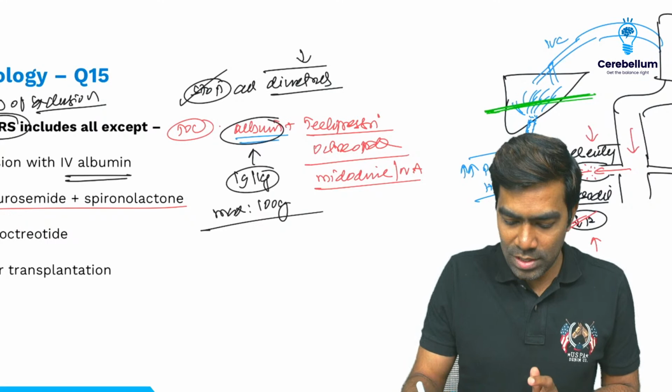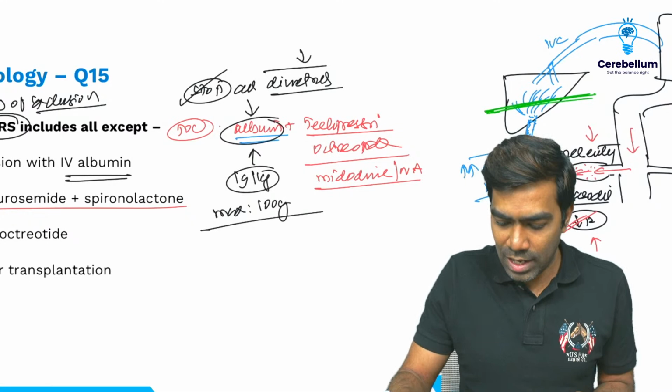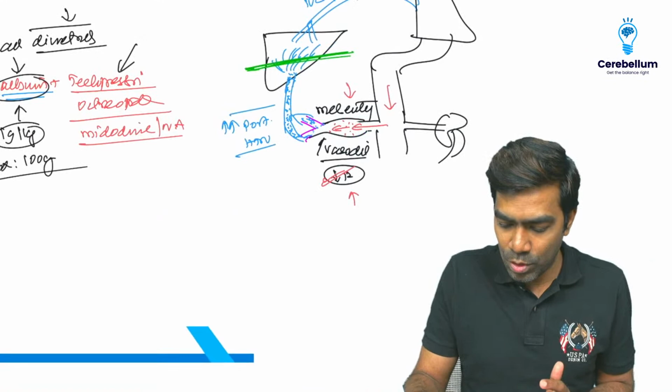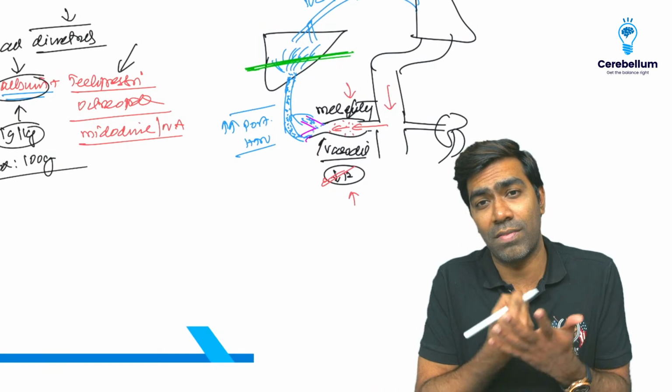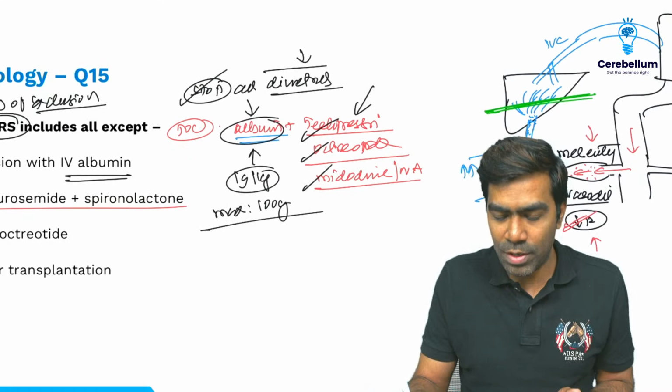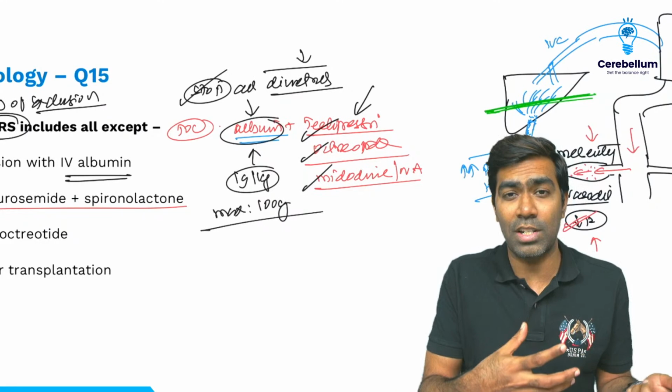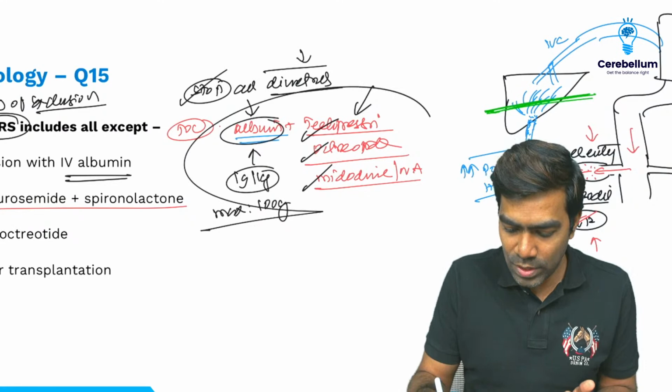That's why first I'm going to volume expand with albumin. Then I can give some splanchnic vasoconstrictor like terlipressin. What I'm going to do is splanchnic vasoconstriction by giving terlipressin, octreotide, midodrine, an alpha-1 agonist, or the vasoconstrictor noradrenaline, alpha-1 vasoconstriction. So by giving vasoconstrictors like terlipressin, octreotide, midodrine, I'm reducing the entry of blood into the mesenteric circulation so that I can redistribute the blood to other areas of the body, including the kidneys. That's why this is the treatment.